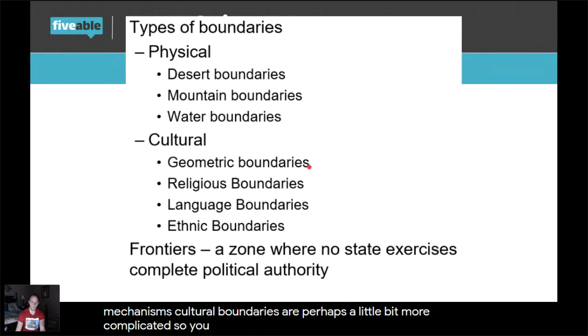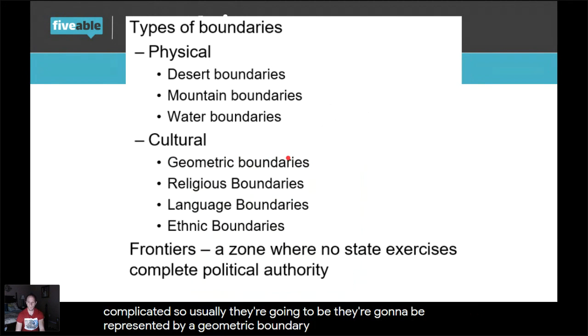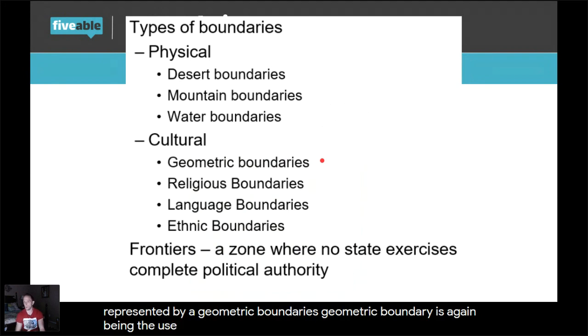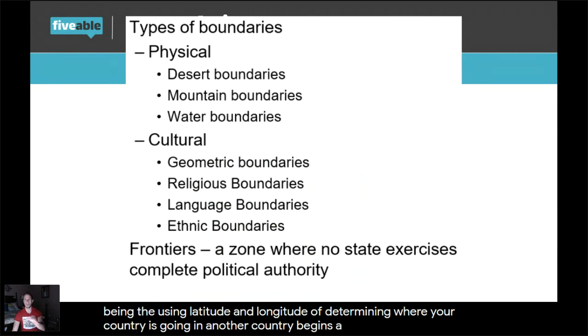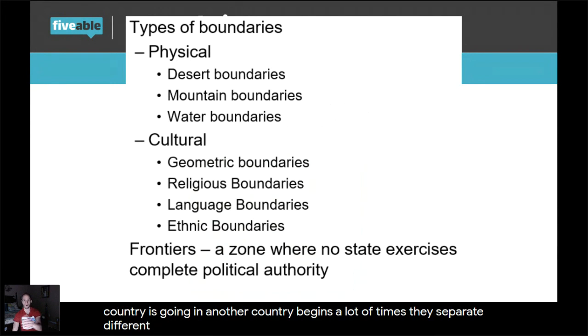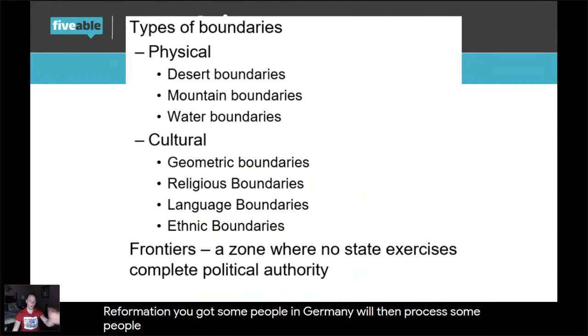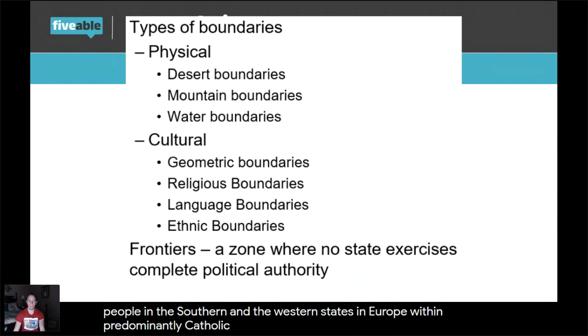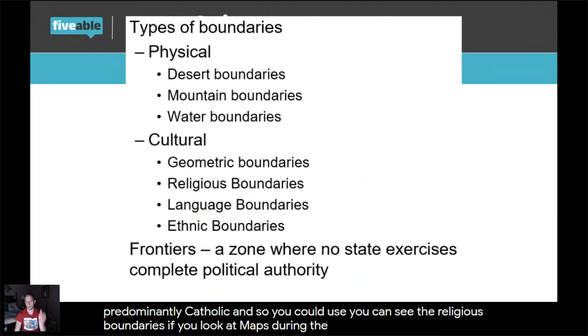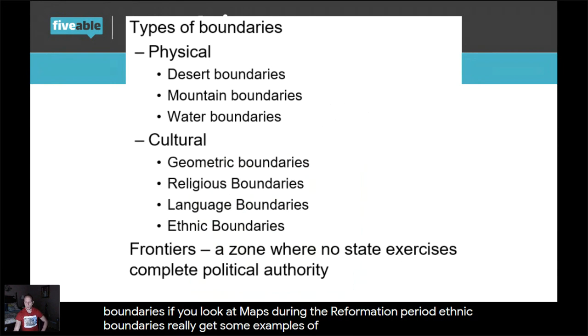Usually they're going to be represented by geometric boundaries. Geometric boundaries, again, use latitude and longitude to determine where your country ends and another country begins. A lot of times they separate different linguistic or religious or cultural groups in the process. Religious boundaries, again, if you look at Europe during the Reformation, some people in Germany would have been Protestant. Some people in the southern and western states in Europe would have been predominantly Catholic. And so you could see the religious boundaries if you look at maps during the Reformation period. Ethnic boundaries, we're going to look at some examples of those.